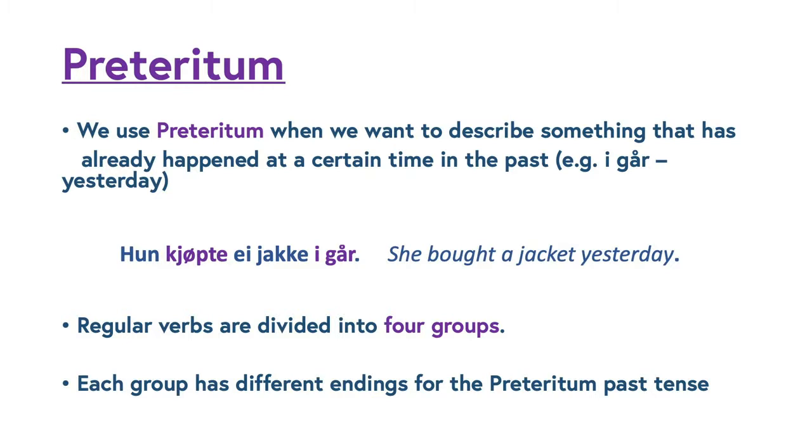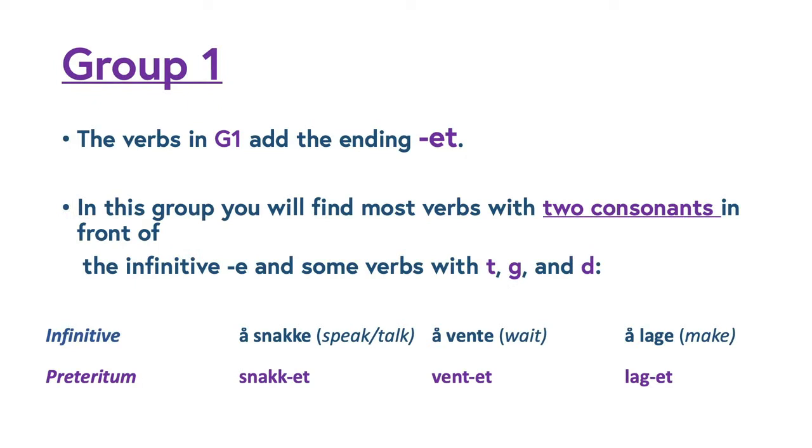Regular verbs are divided into 4 groups. Each group has different endings for the preteritum past tense. Group 1. The verbs in Group 1 add the ending -et. In this group you will find most verbs with 2 consonants in front of the infinitive e and some verbs with t, g and d. Like in å snakke, snakket, å vente, ventet, å lage, laget.